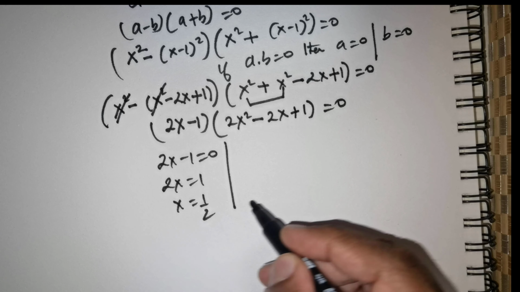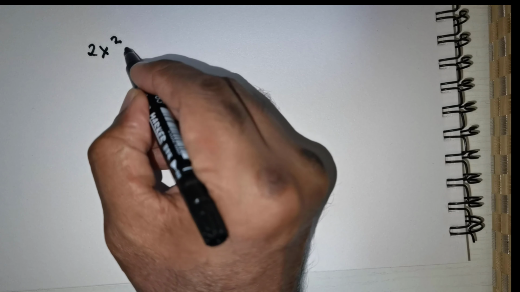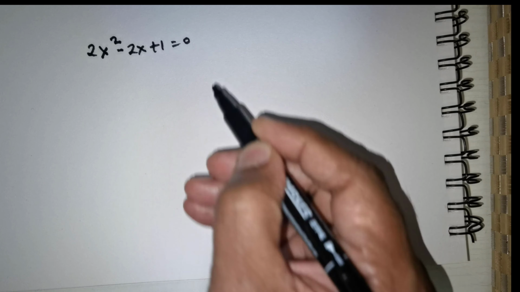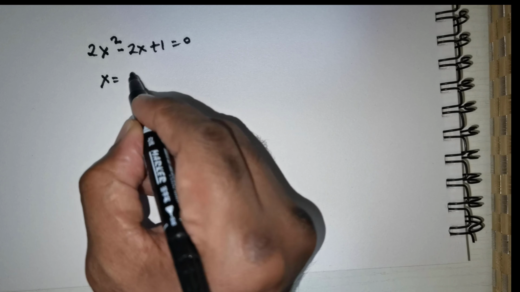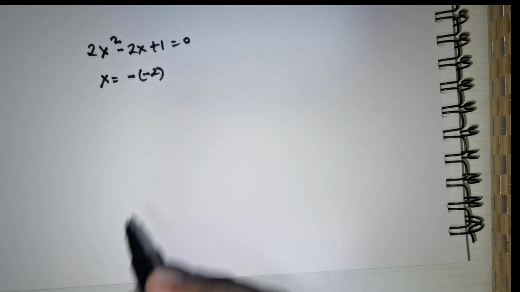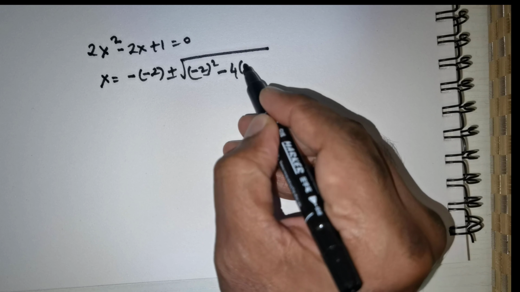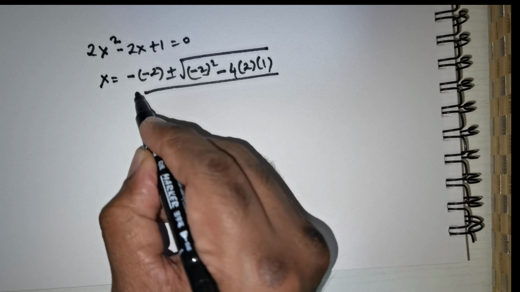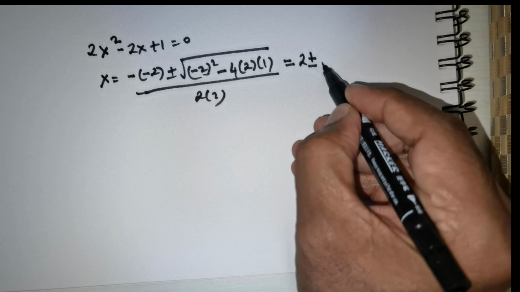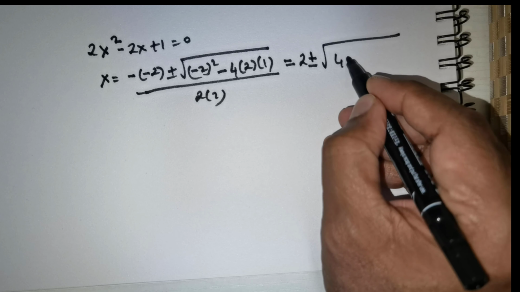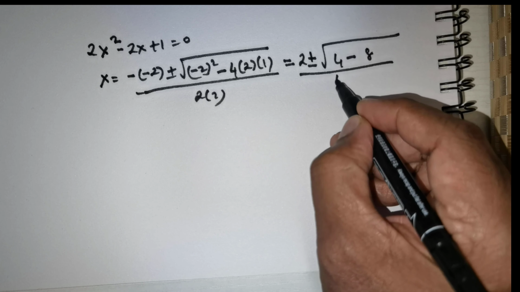So this is a solution. Just go to the other end. The other end we have 2x squared - 2x + 1 is equal to 0. So I would be using the quadratic formula. In this case x is equal to negative b, so it's going to be negative of negative 2, plus or minus root of negative 2 squared minus 4 times a times c, divided by 2 times a. This is going to give me 2 plus or minus root of 2 squared, with a negative sign, that's going to be positive, minus 4 times 2 is 8, divided by 2 times 2 is 4.